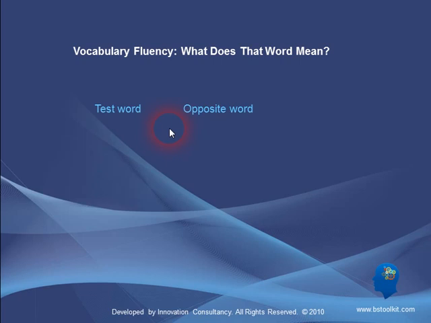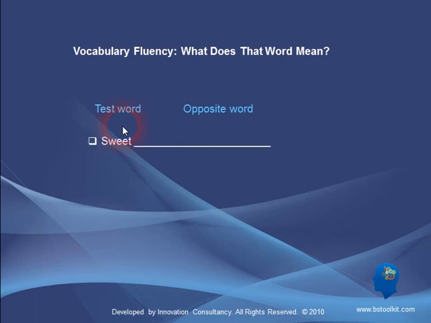Now are you ready? Have you set up your exercise book or your notebook? Write down the heading test word and opposite word next to it as shown on your screen. Now you have 1 minute. I will generate a word and you should be able to very quickly write a word that's opposite in meaning to the given word. So are you ready? Let's start.